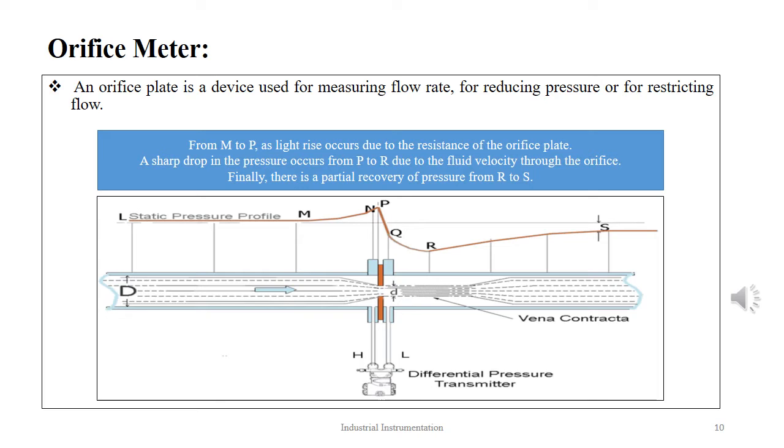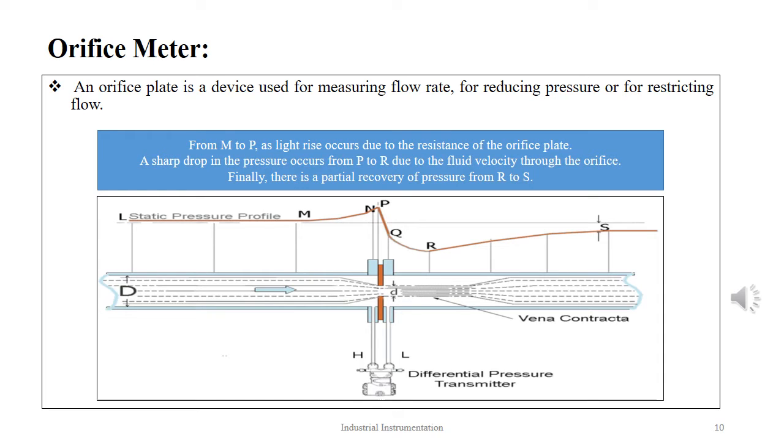When the fluid flows through the orifice, its velocity increases and the diameter of the jet decreases to a minimum at a point v known as the vena contracta. The jet expands until it again occupies the full bore of the pipe. The static pressure profile first shows a gradual decrease over the distance L to M due to frictional losses in the pipe.